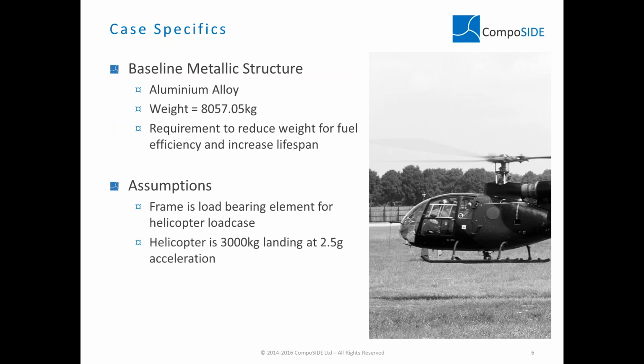Thanks, Lorenzo. Okay, so let's go on to our case study. As you may have seen from the title, we're going to be analysing a lightweight helipad structure, which is portable, so weight is very critical. The baseline structure is made of an aluminium alloy and weighs just over 8 tons. The requirement for a lightweight structure is to reduce the weight for fuel efficiency and also to increase the lifespan from the properties of the materials.